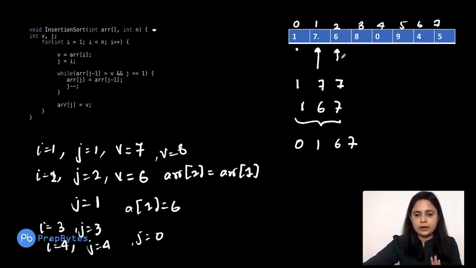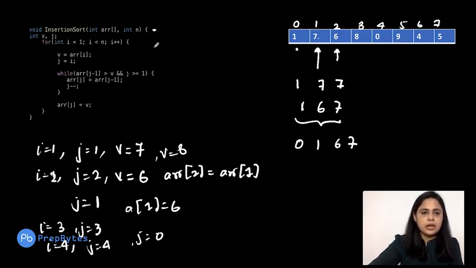At any point you have to find the right place for a particular element, and the way to do it is that you keep on going to the left, and while you keep on going to the left, if you don't find the right place, just keep moving elements to the right. As soon as you find the right place, just copy it there. Okay, that's how it is. Now let's try and see the time complexity.